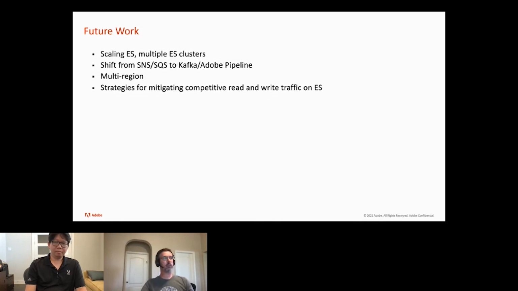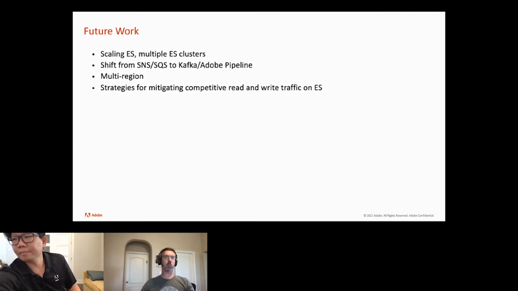We're also looking at a shift from SNS and SQS to using Kafka and an internal Kafka cluster that we use at Adobe called Pipelines. Just something that will help us keep costs under control and give us better durability, especially as we go multi-region. Which is one of the things that we want to do as well, so that we can get faster edge routing, so that we're not servicing requests across the globe in a single data center on the West Coast and losing milliseconds doing so.